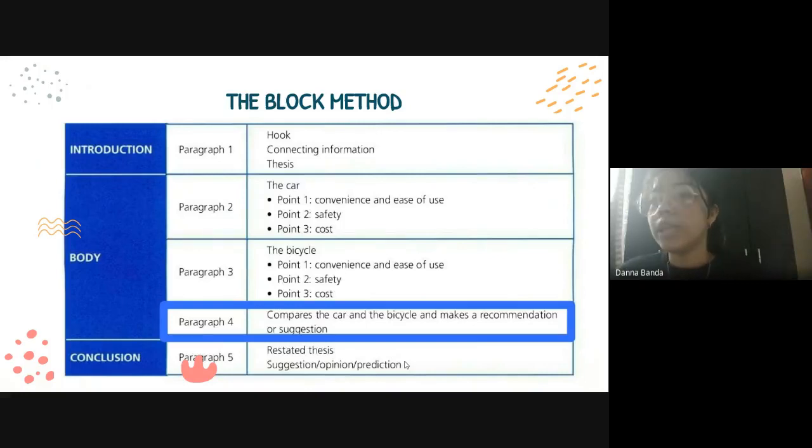Okay, now we have this structure that is practically the same as the previous chart we saw, but here you can also add another paragraph in which you evaluate what you have compared about the two subjects and make a recommendation about it to the reader. This optional paragraph would go before the conclusion, and you add your suggestions or opinions about these two subjects. Okay, next one.